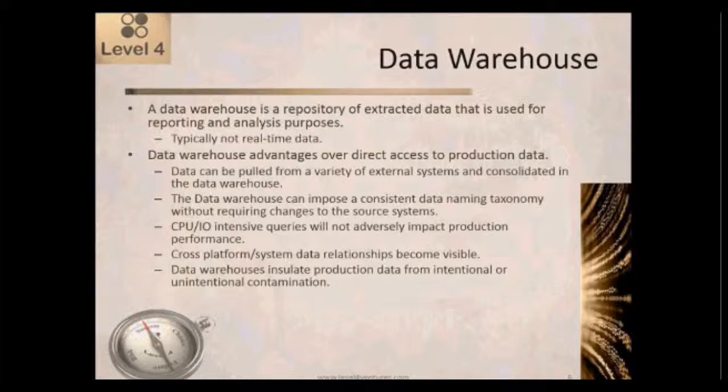The data warehouse can impose a consistent data naming taxonomy without requiring changes to the source system. So let's say that you've got an enterprise data group that's defining your standard naming conventions, your standard data formats, how street addresses are represented, how long your account numbers are, and so on. You can use that standard taxonomy in the data warehouse without needing to change all the different source systems, and then do the conversions to the standard naming convention as part of the operation of bringing the data into the data warehouse.